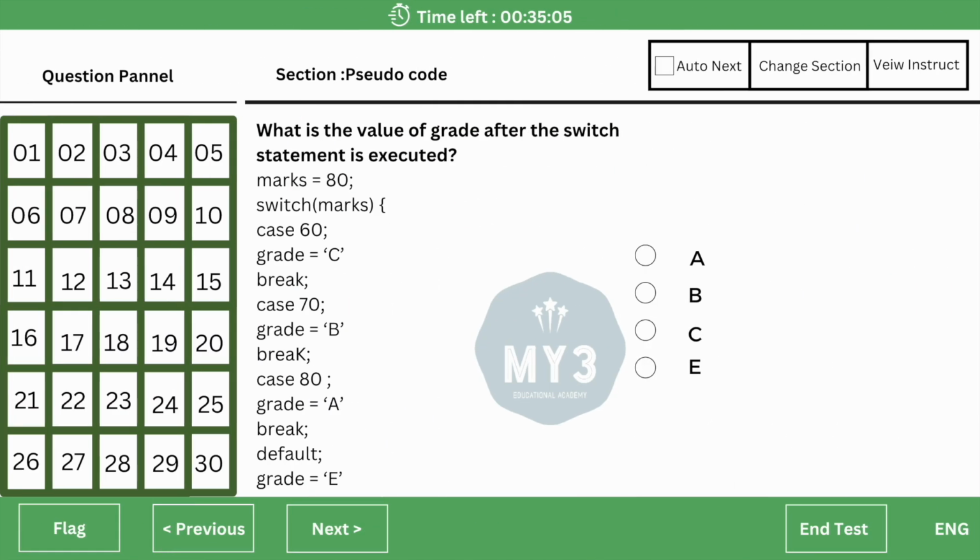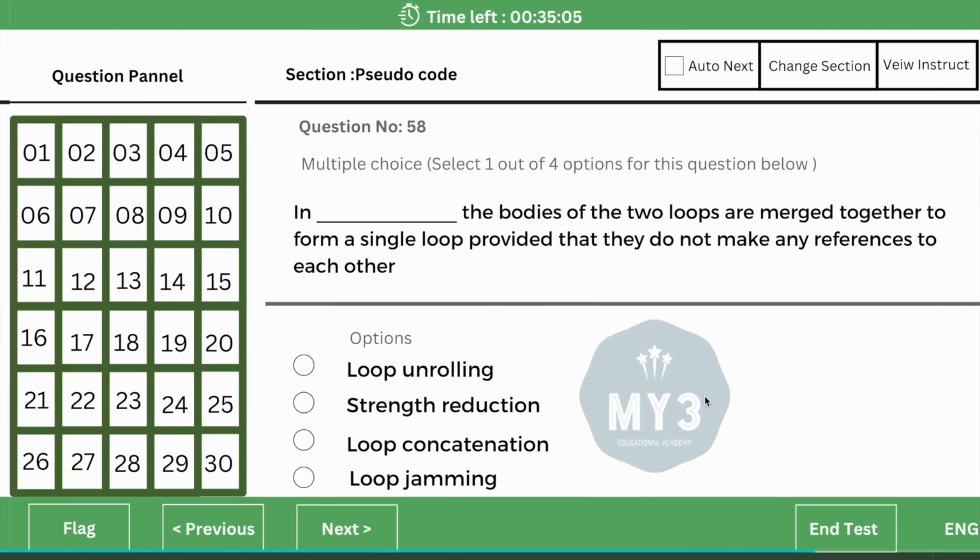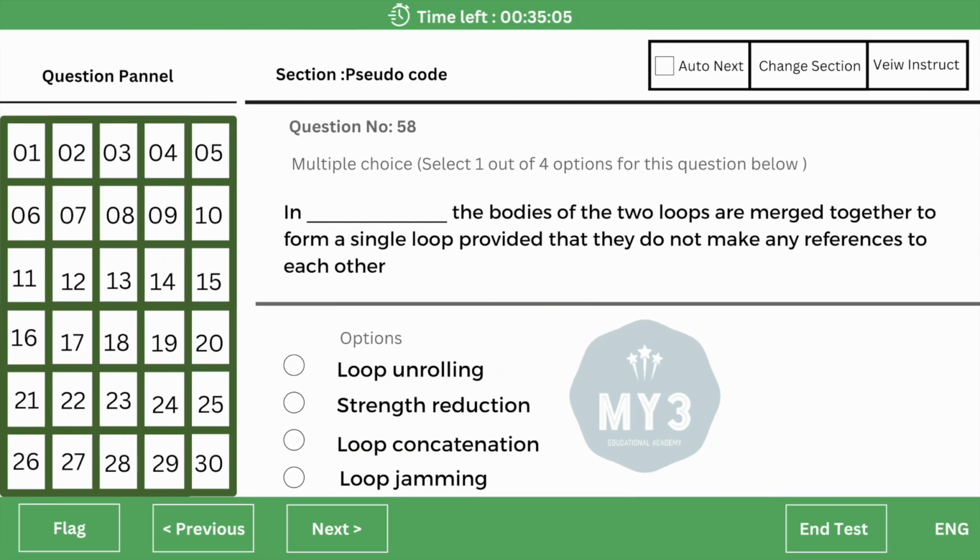Another one, they've given a switch case. Which of the following will be the output? After every case 60, case 70, case 80 they've given this, so it automatically terminates. Obviously it is going to take the default, grade is E, so the option must be E. And another pseudocode question, a basic theory question: in dash, the bodies of two loops are merged together to form a single loop, provided they do not make any references to each other. This is called loop concatenation. So the answer must be option C.